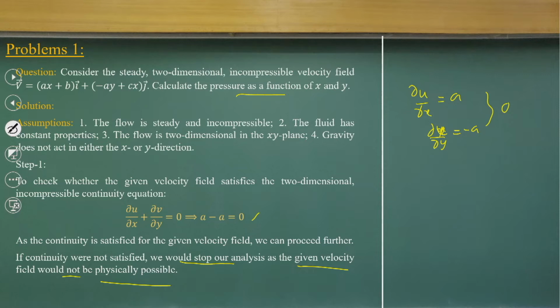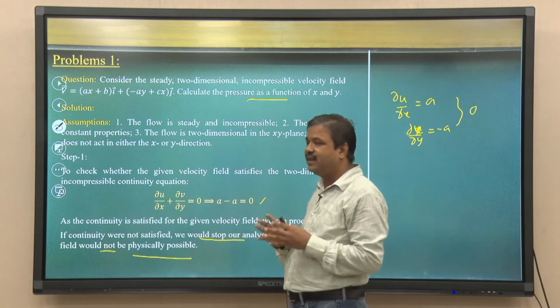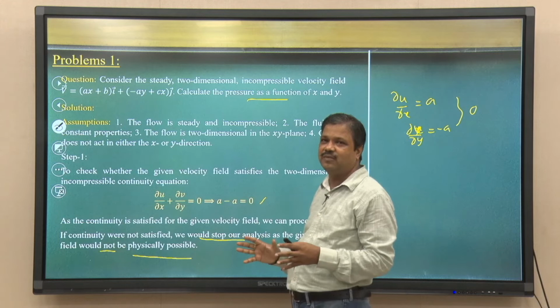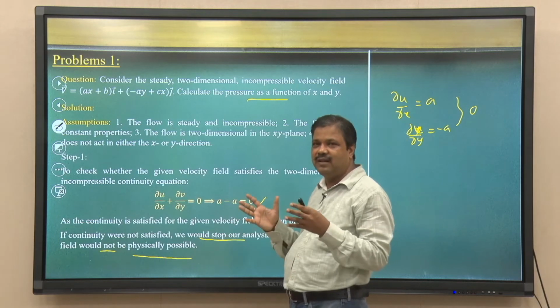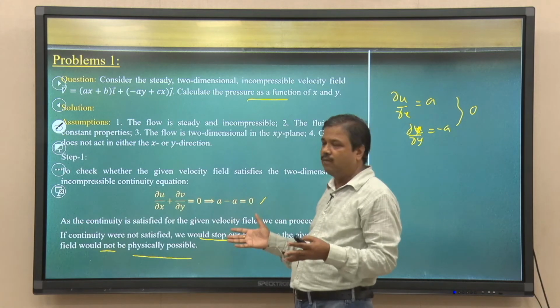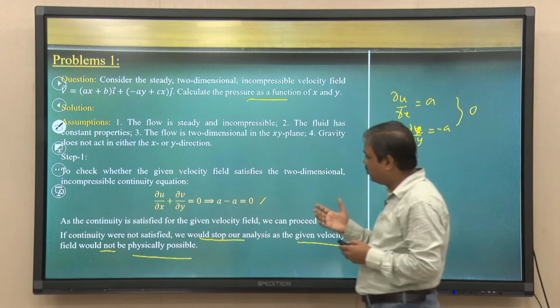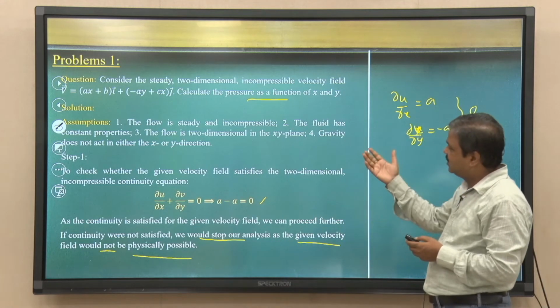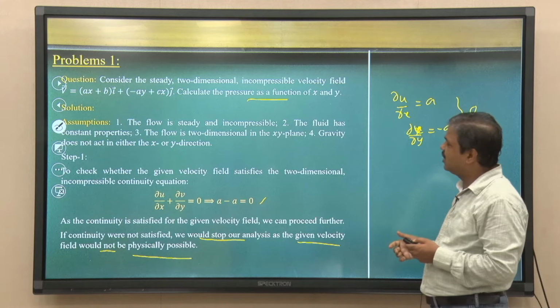What I want to emphasize is that this is not a mathematics problem, it is a problem of fluid flow. So the first and foremost requirement for us to get the pressure field is that the continuity equation should be satisfied. If not, then you need not compute the pressure field, because it does not represent that flow field. That is the idea, you should understand it.